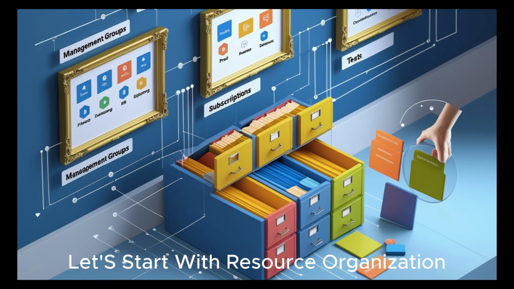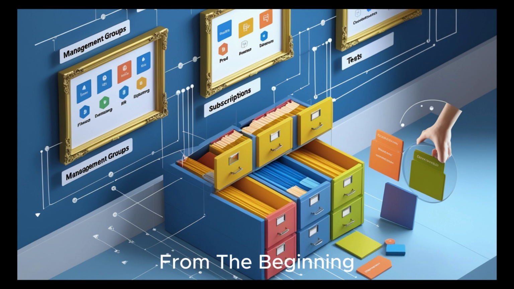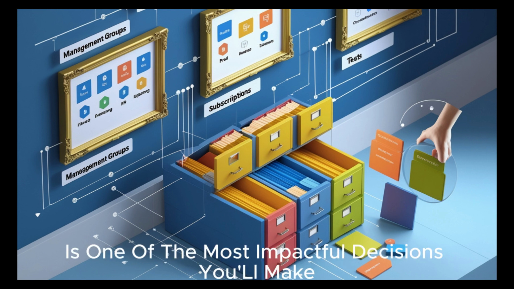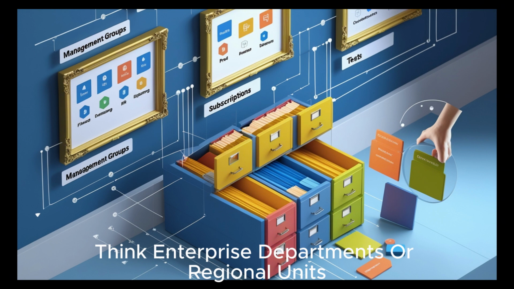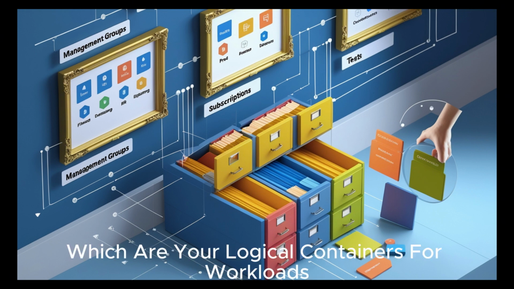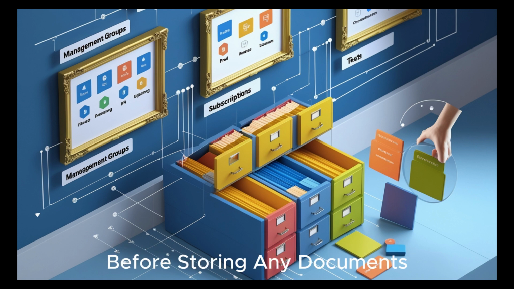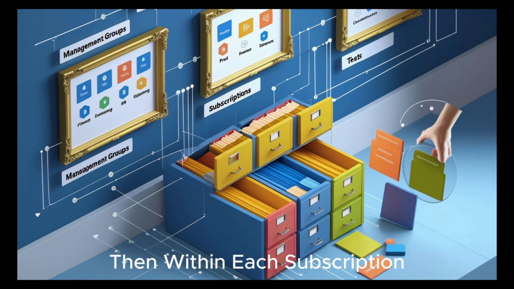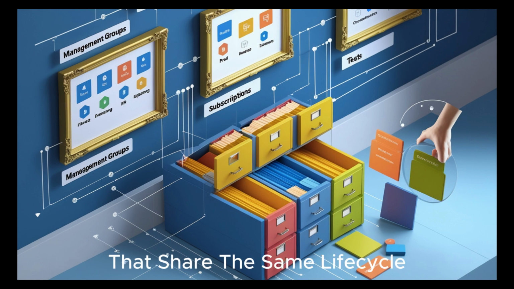Let's start with resource organization. In Azure, organizing your environment correctly from the beginning is one of the most impactful decisions you'll make. Use management groups to reflect your org structure. Think enterprise, departments, or regional units. Under that, you group your subscriptions, which are your logical containers for workloads. Think of it as setting up the file cabinet before storing any documents. Then within each subscription, use resource groups to group services that share the same lifecycle.